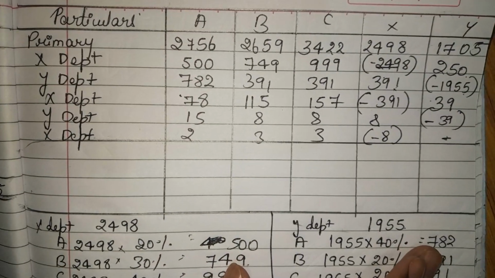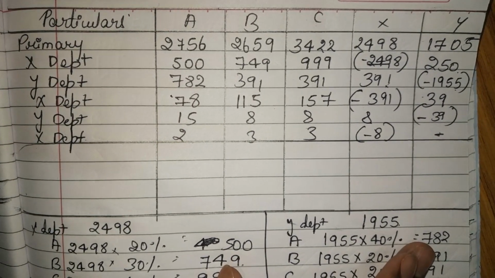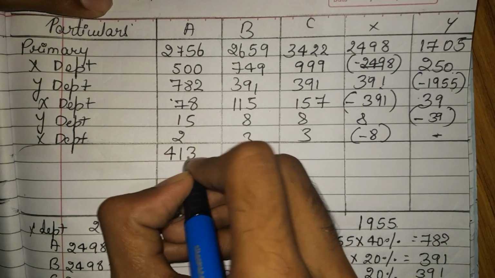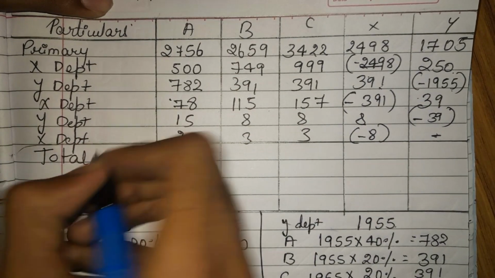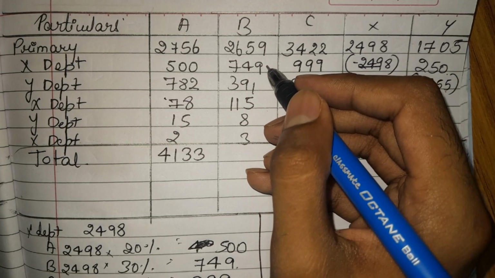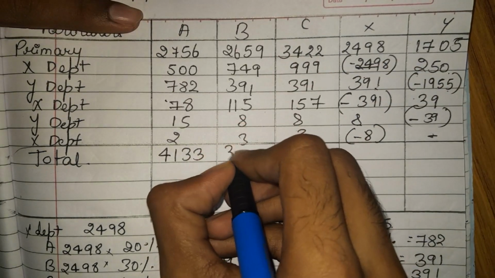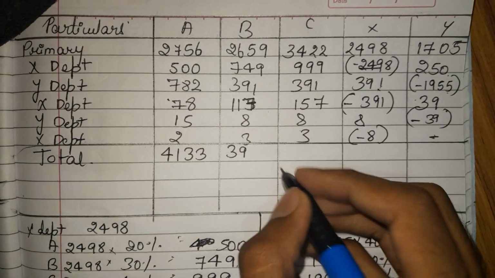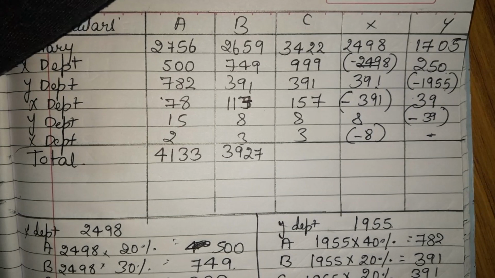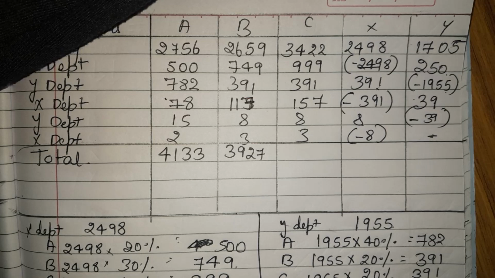So here A department 2756 plus 500 plus 782 plus 78 plus 15 plus 2 will be 4133. This is the total. Next 2659 plus 749 plus 391 plus 115 plus 8 plus 3 will be 3927. Next in this column 3422 plus 999 plus 391 plus 157 plus 8 plus 3 will be 4980.